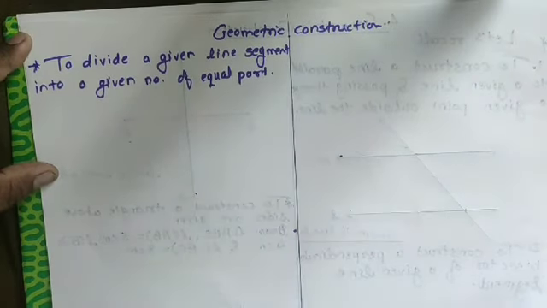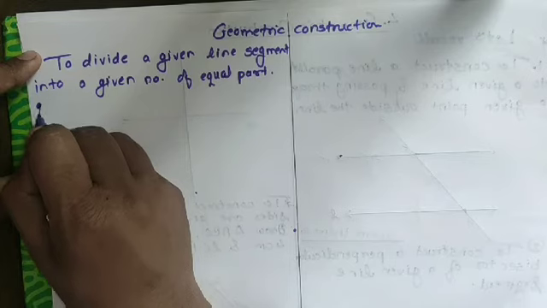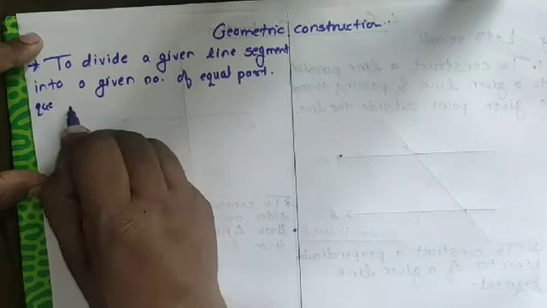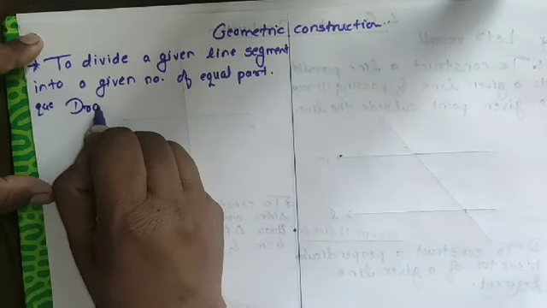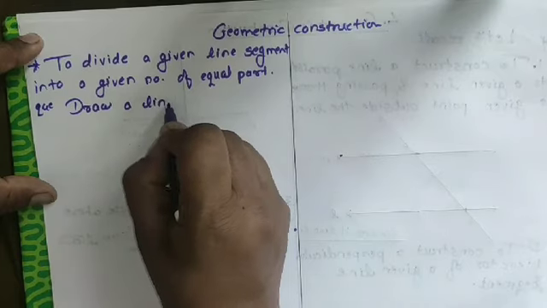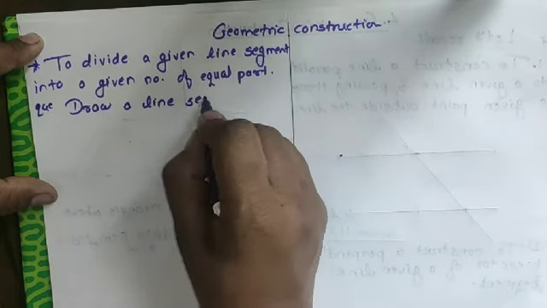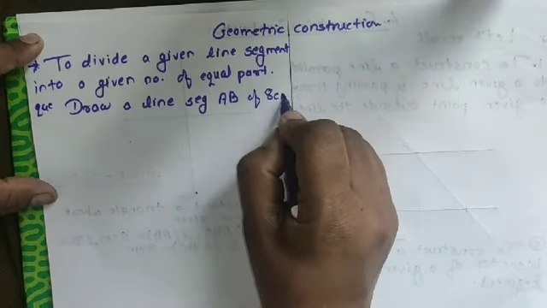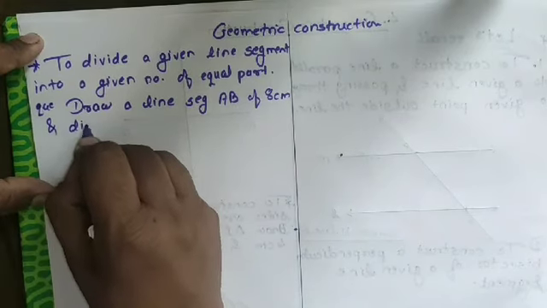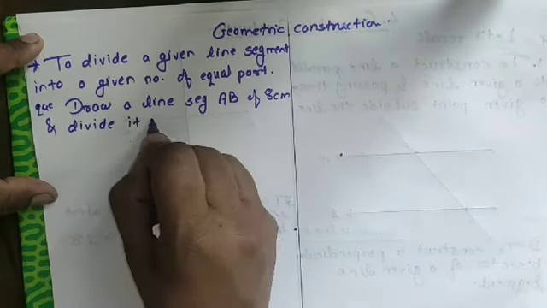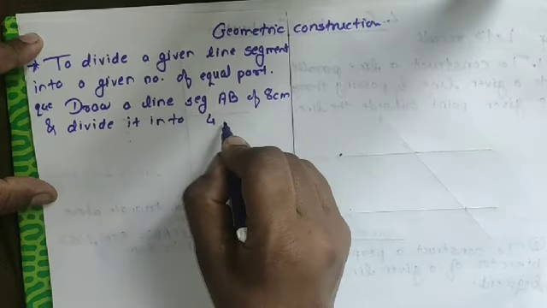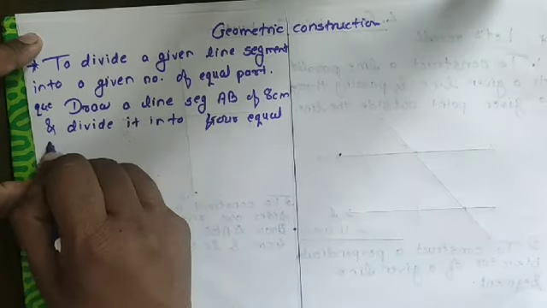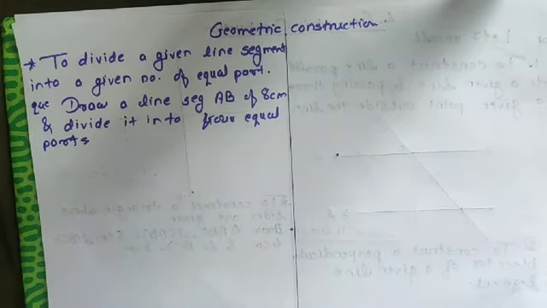So for this question also I have to frame the question. Suppose I will write here: draw a line segment AB of 8 centimeter, and divide it into 4 equal parts. Okay, so that is the question. I had framed it here.